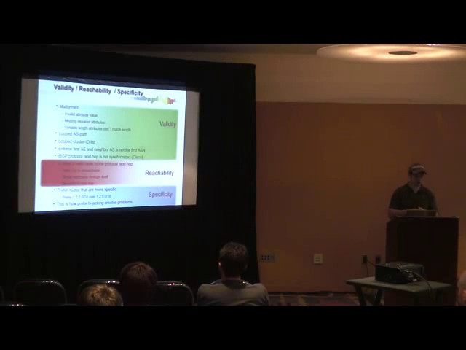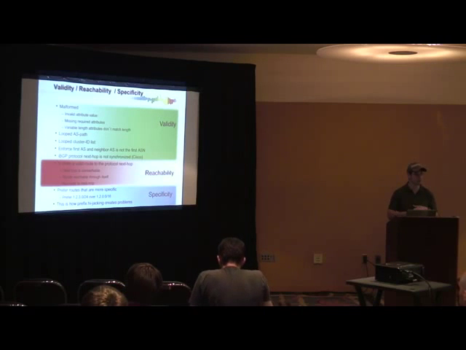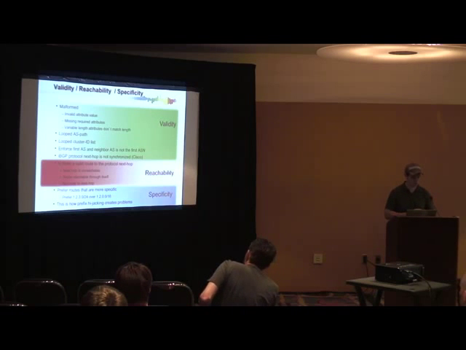So diving in now, the first 3 things I talked about were validity, reachability, and specificity. These are actually not part of the BGP path selection algorithm, but I've included them here for completeness. So the first one is validity.